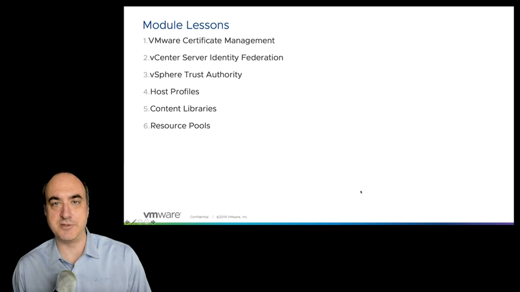There's actually a really nice new way of doing this in vSphere 7. We'll take a look at a new feature also introduced in vSphere 7 called the vCenter Server Identity Federation, and also another new feature called the vSphere Trust Authority for setting up a hardware root of trust for your vSphere environment. And then we'll also take a look at host profiles to centrally manage the configuration of ESXi hosts. Then content libraries, a central way to manage your images of your virtual machines. And then finally, resource pools, a centralized way to manage CPU memory resources in a cluster. So lots of different things to take a look at.